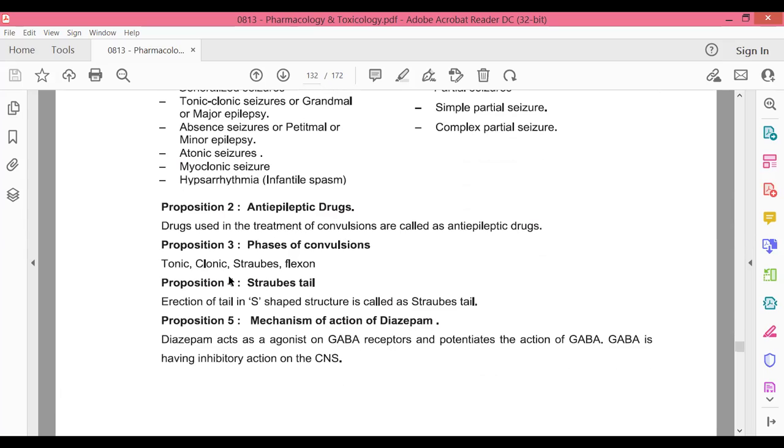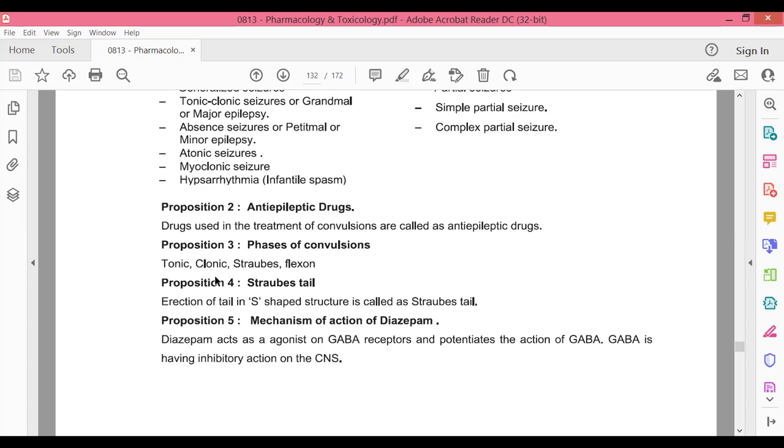Then the proposition for Straub's tail. Erection of the tail in an S-shaped structure is known as Straub's tail. When some convulsant agents are administered to mice, this symptom may occur, the structure of the tail being S-shaped. This symptom is observed after the administration of either a convulsant or anticonvulsant drug.